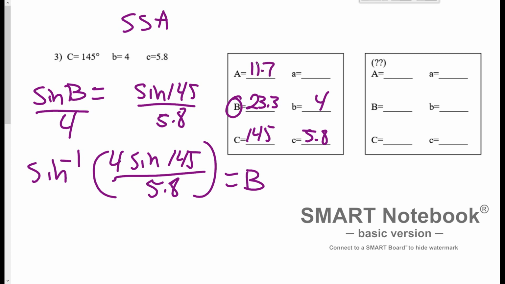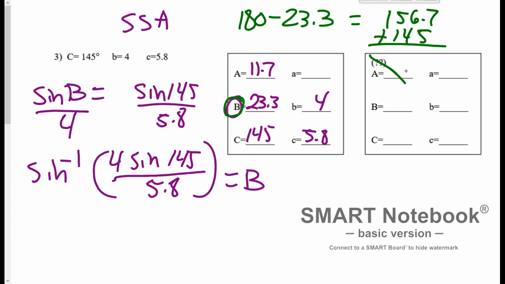And now I need to just check my second triangle here. So this angle that I found, the first angle that I found, I'm going to subtract that from 180. So 180 minus 23.3. Okay, and that's 156.7. And then I'm going to add the original angle that I got, 145. And because that's bigger than 180, I'm not going to have a second triangle. Okay, if it's less than 180, then this subtraction right here is going to give me what that B is.